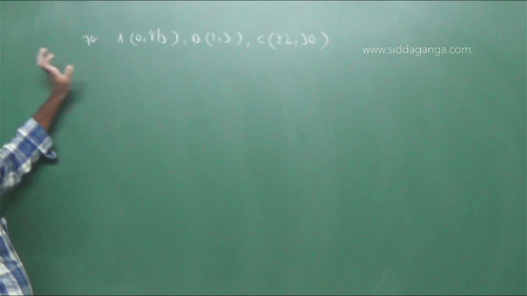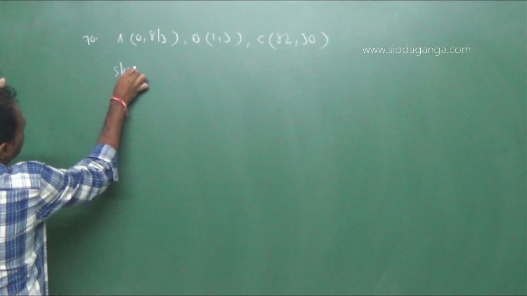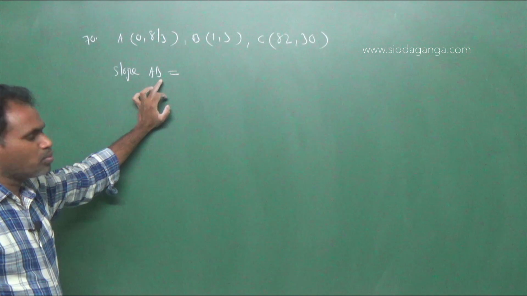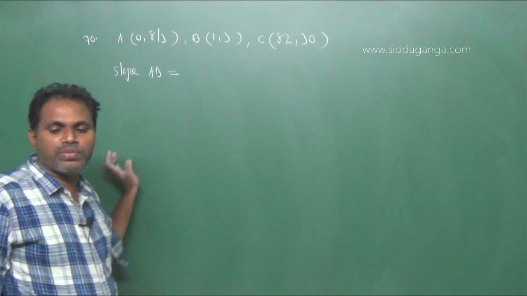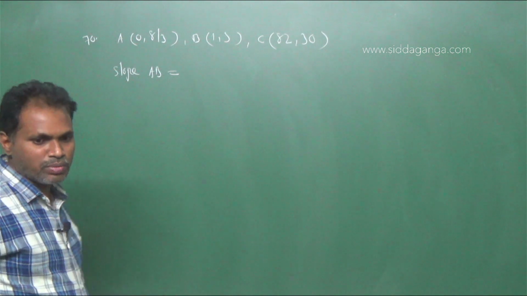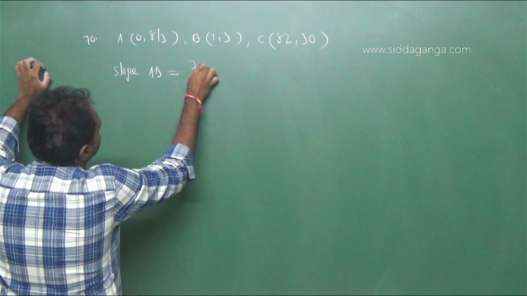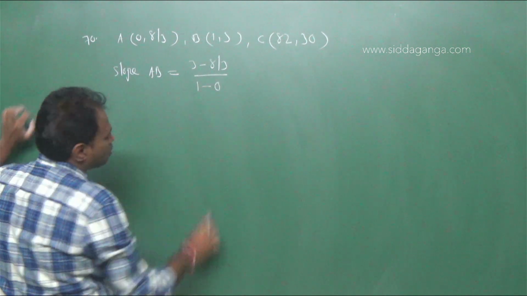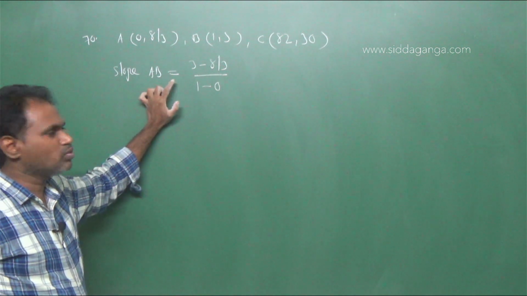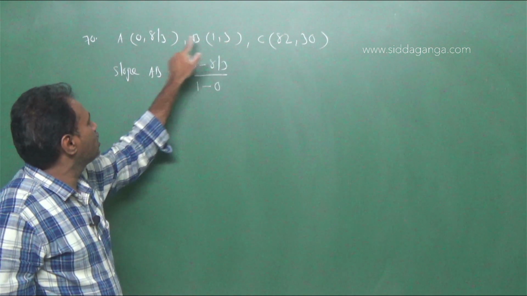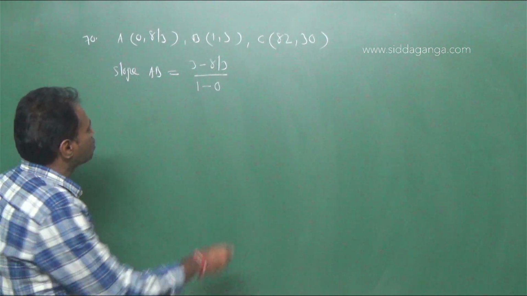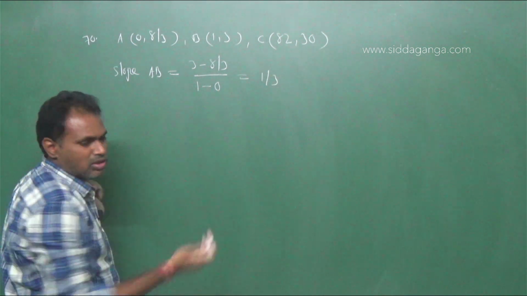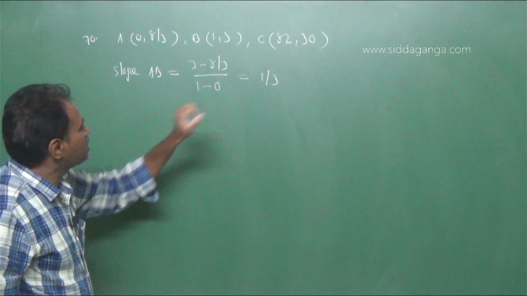Now first to find the slopes. Slope of AB is equal to the slope of the line joining 2 points. The formula is y2 minus y1 by x2 minus x1. That is 3 minus 8 by 3 divided by 1 minus 0. It is equal to 3 into 3, 9, 9 minus 8 that is 1, 1 by 3, divided by 1 minus 0 means 1. Therefore, slope of AB is 1 by 3.